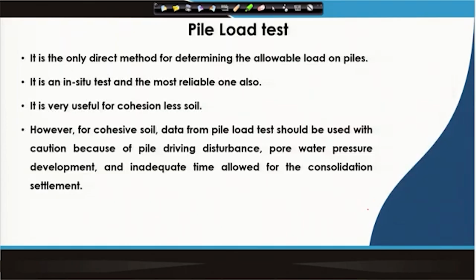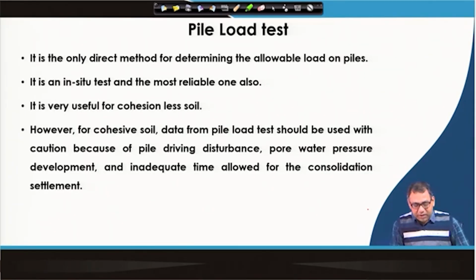Next, I will discuss the pile load test, because the previous case was how to calculate the tip resistance and the friction resistance theoretically. Now, here I will get the load carrying capacity and the settlement of the pile by pile load test. It is the only direct method for determining the allowable load on piles. It is an in situ test and the most reliable one also, because here we get these things directly from the field. So, it is very useful for cohesionless soil.